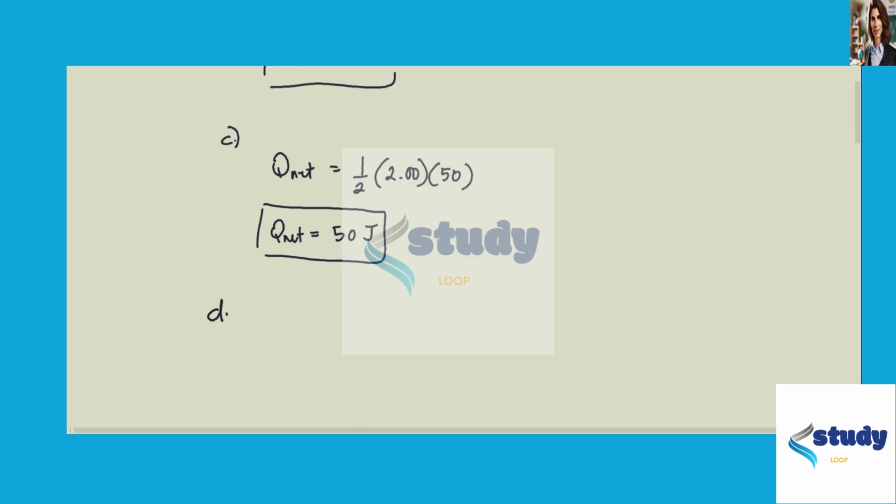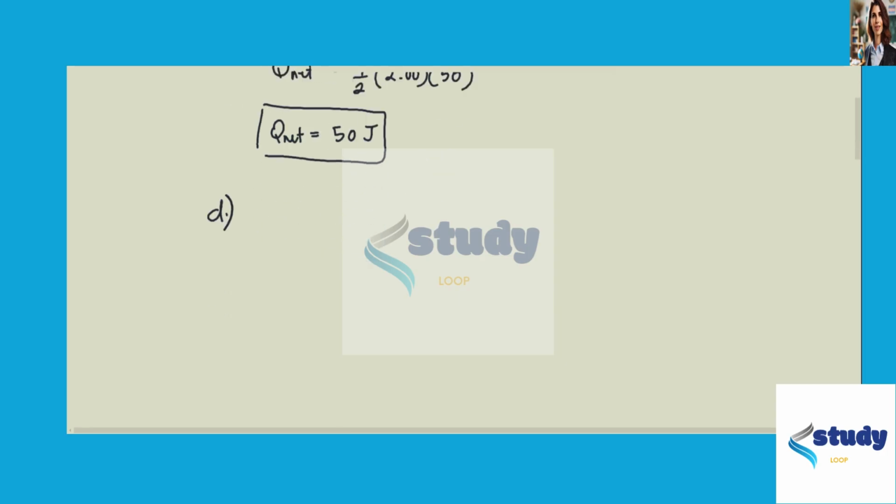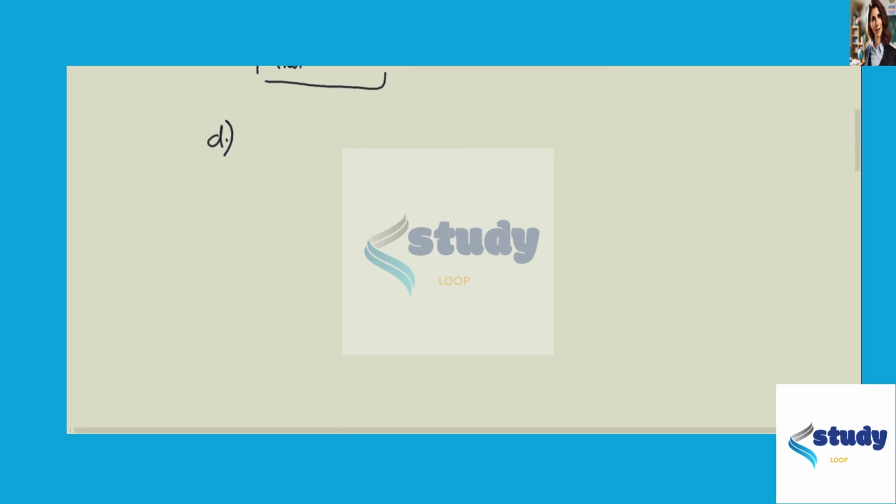For letter D, since we are dealing with an ideal gas, delta E internal is equal to 0 in an isothermal process. Then work 1 to 2 is equal to Q1 to 2, which is equal to 700 joules, or we can write it as work 1, 2 is 700 joules.